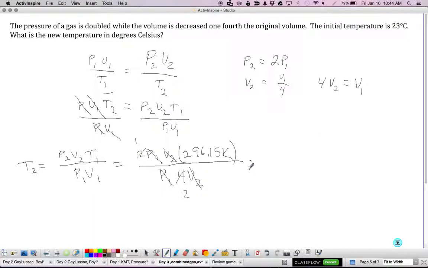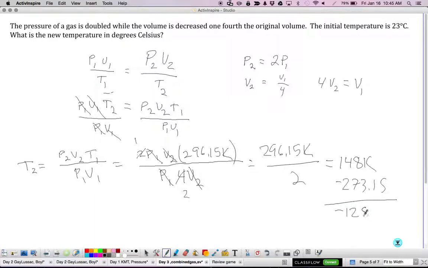So the only calculation that I end up having to do is 296.15 Kelvin divided by 2, which equals 148 Kelvin. Okay, and if I take that and subtract 273.15 so I can get it in degrees Celsius, that's negative 125 degrees Celsius. Again, these are really good types of problems. They're very fast, very easy to set up, but you actually have to think a little bit, and I'm a big fan of that.